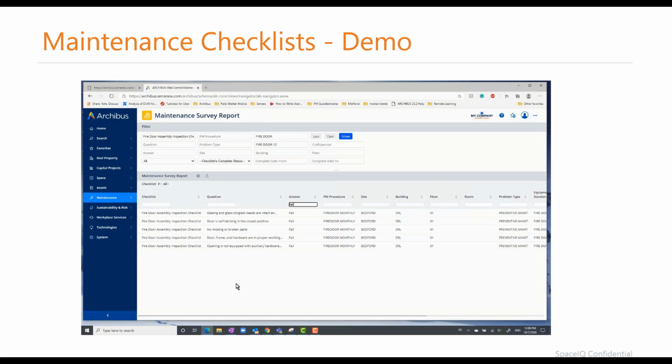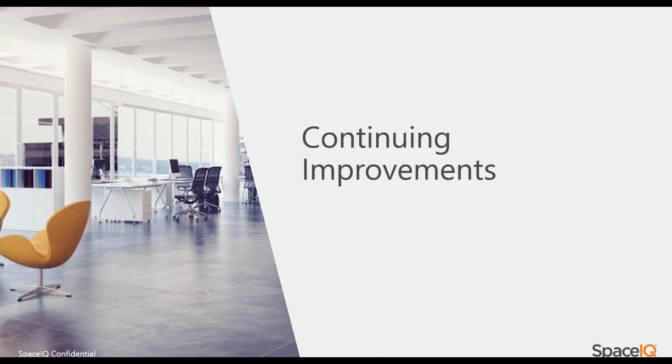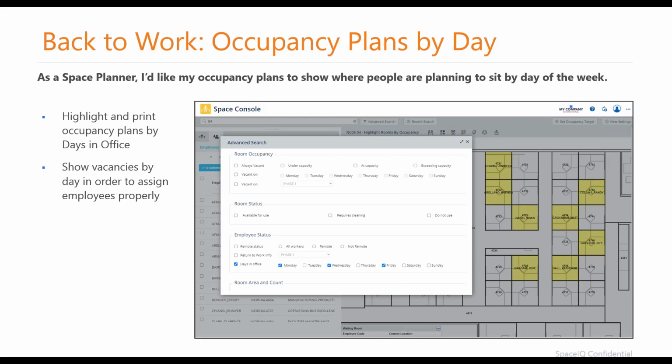So those were the two main focus areas for 25.3 that we've been able to deliver, the checklists and the user-defined fields. But there are other things that we've been able to continue to improve upon, and I'll mention some of those here. Most of them have to do with the Back to Work initiative that we introduced in our last release. If you were on with us for 25.2, we talked a lot about Back to Work. That theme, of course, is not going away anytime soon, and so we've been able to add a little bit more in that for 25.3.